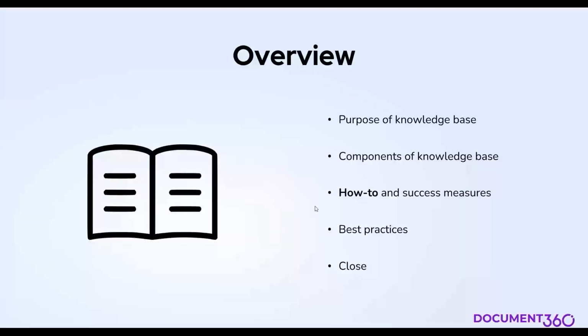First we'll start with what's the purpose of a knowledge base, trying to understand why you build one, and then we'll go into the components of what a knowledge base would have, in terms of what kind of elements a knowledge base should have. Then we'll go into the how-to section, which is how to create a knowledge base, which is very important for us. And then we also talk about how you put success metrics on determining whether a knowledge base is successfully implemented or not. Then we'll go through a few best practices and then we'll close. All right, let's dive in.